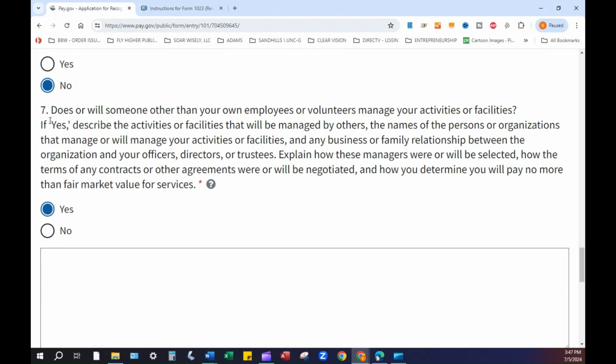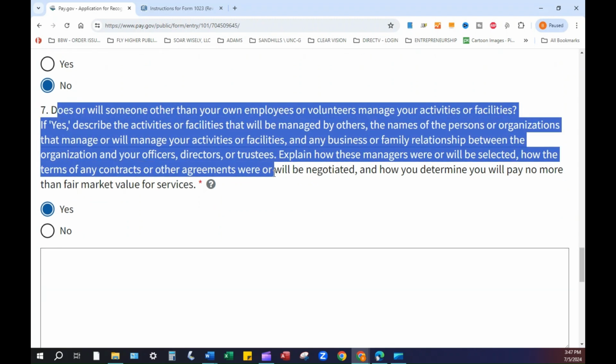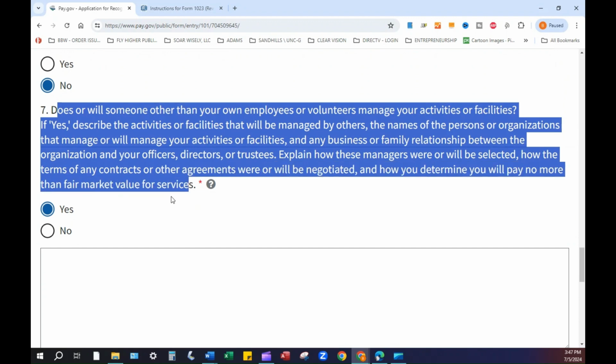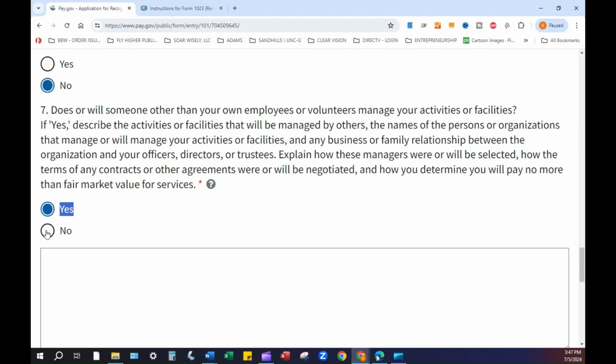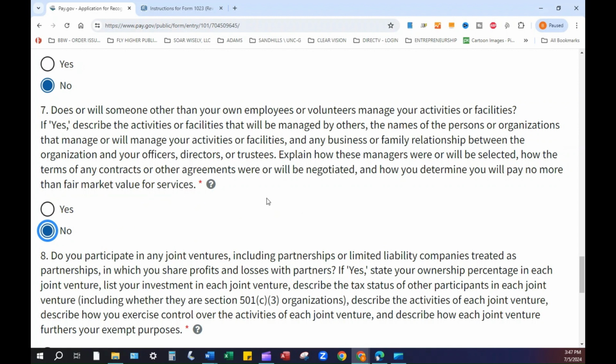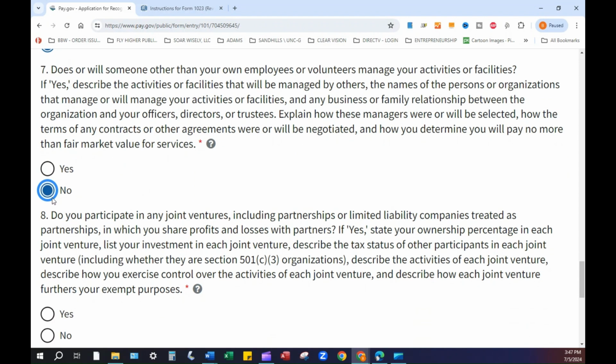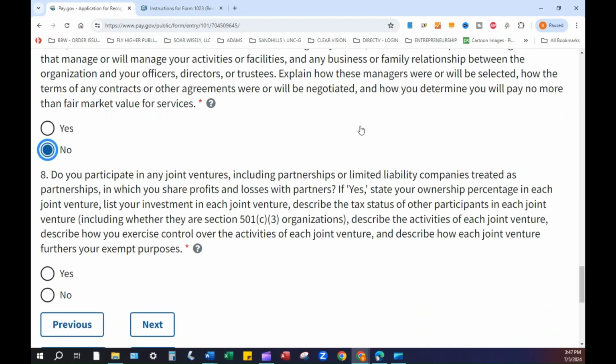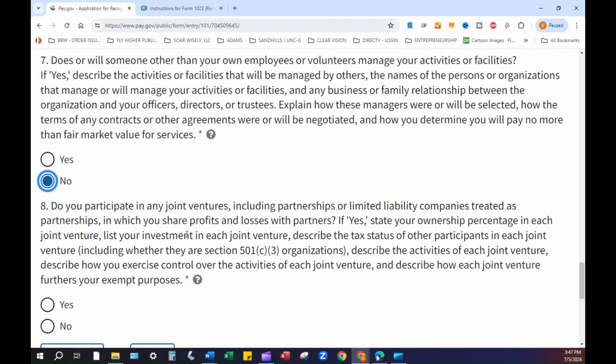And again, if you're going to answer yes, you have to break this down word for word and answer every part. Don't shy away from it. Don't be afraid of it. You can do it. In this case, though, the majority of my clients answer no because they'll be managing their own facilities or activities, and so on and so forth.